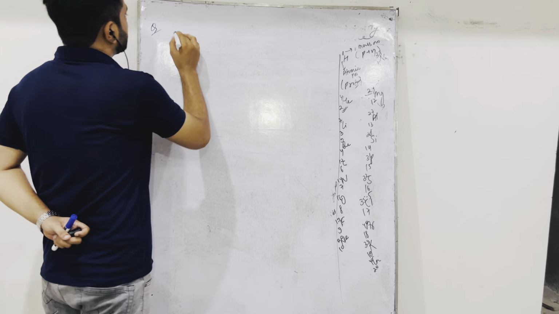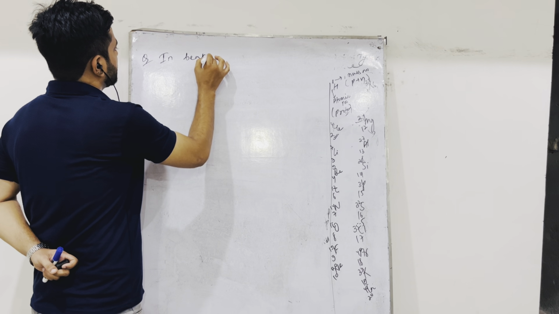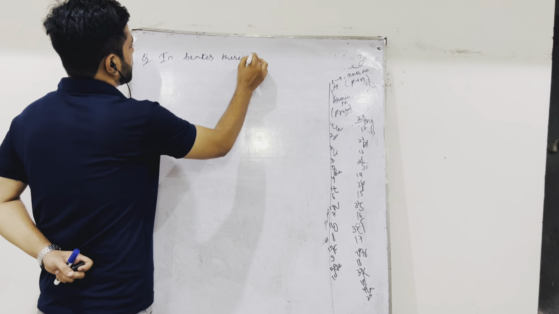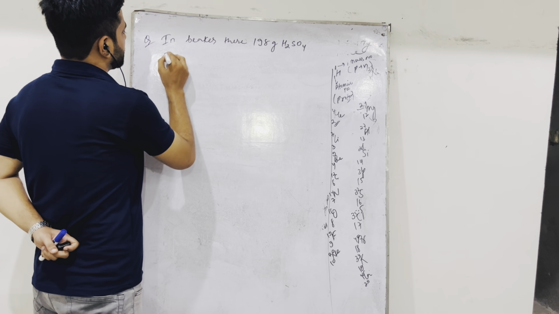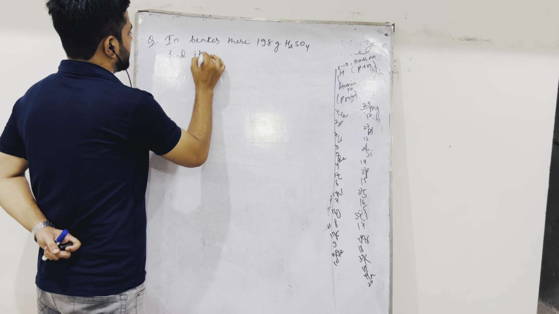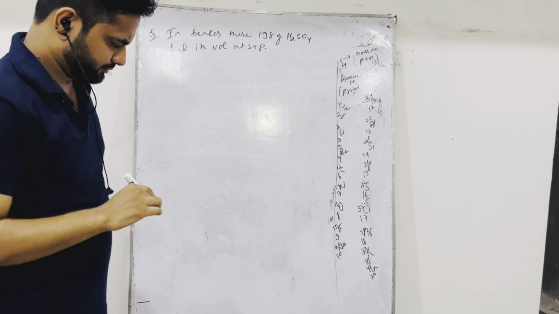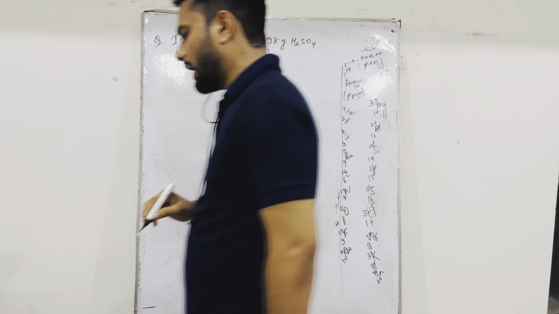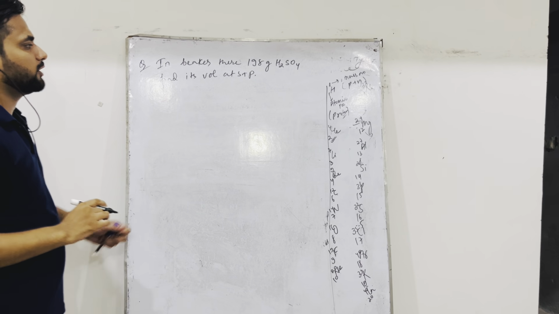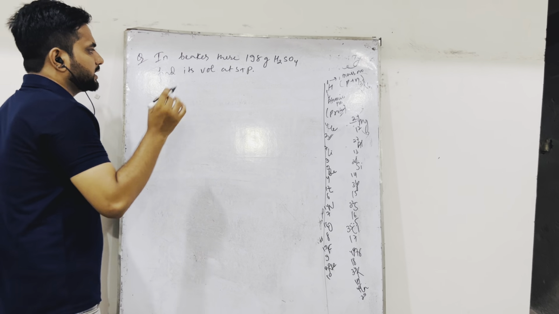The question is, in a beaker there is 198 gram H2SO4. Find its volume at STP. How will we find the volume? I have not taught you directly a formula of mass and volume. So you have to find firstly mole. Let me clear this.